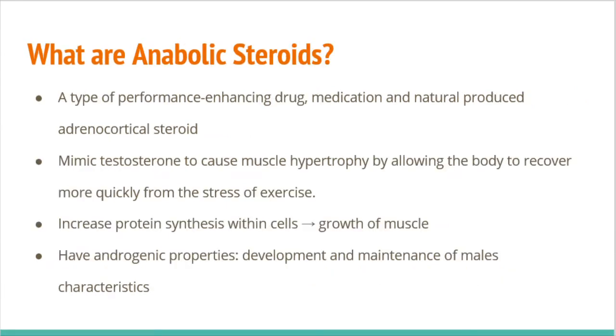Anabolic steroids are the main type of steroids used to enhance performance via muscle hypertrophy. Anabolic steroids mimic testosterone to cause this muscle hypertrophy by allowing the body to recover quickly from the stress of exercise on the body. These steroids also increase protein synthesis, which leads to the growth of muscle. Anabolic steroids are also used in medications such as hydrocortisone cream and produced naturally as an adrenal corticosteroid. Since these steroids are mimics of testosterone, they contain androgenic properties that promote development and maintenance of male characteristics.